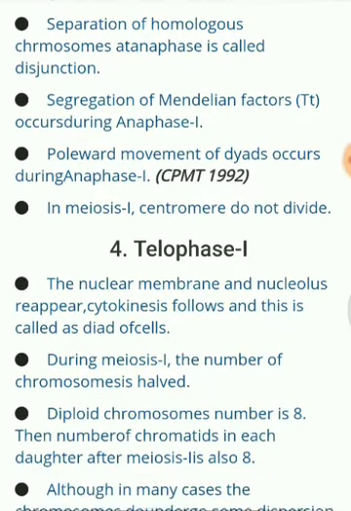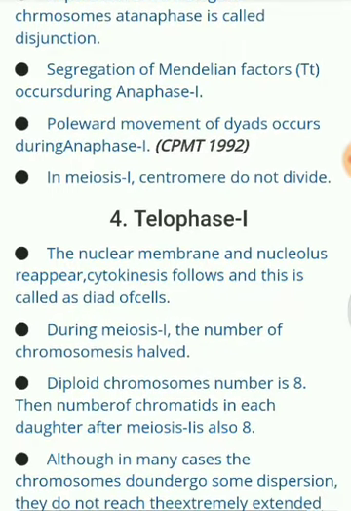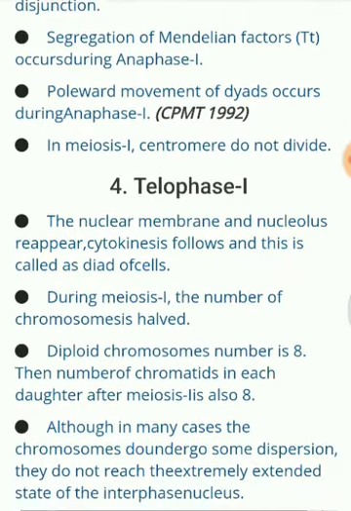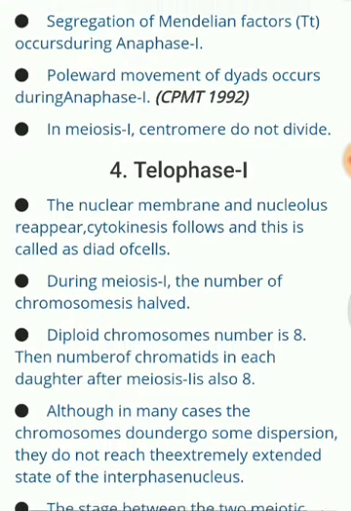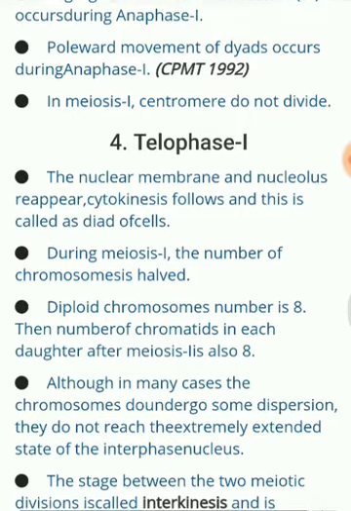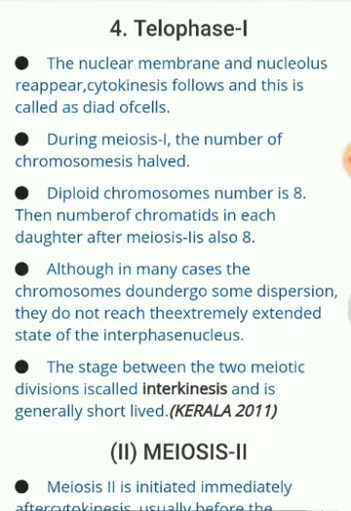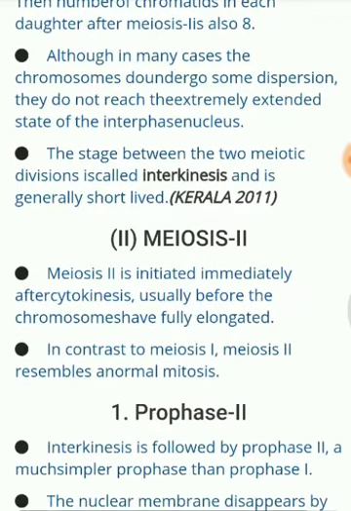Telophase 1. The nuclear membrane and nucleolus reappear, and cytokinesis follows, and this is called the dyad of cells. During meiosis 1, the number of chromosomes is halved. If the diploid chromosome number is 8, then the number of chromatids in each daughter cell after meiosis 1 is also 8. Although in many cases the chromosomes undergo some dispersion, they do not reach the extremely extended state of the interphase nucleus. The stage between the two meiotic divisions is called interkinesis and is generally short-lived.